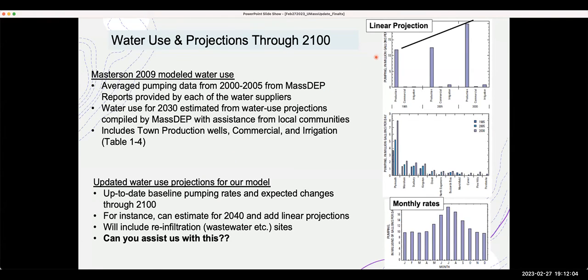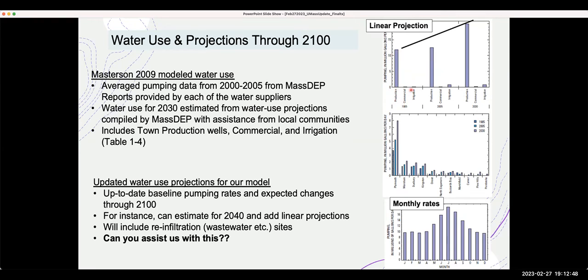Our model is slightly smaller than Masterson's, so we have fewer towns, which is helpful. If we can get what the rates are now, and then potentially an estimate for one time period in the future, we can try to project those rates to the end of the model run, so 2100 preferably. We can use monthly rates and simulate this extraction into the future.